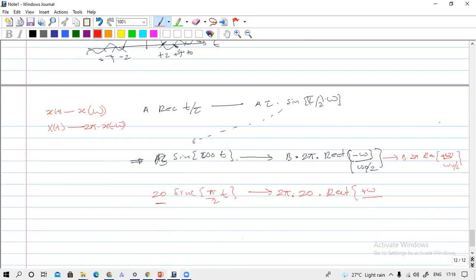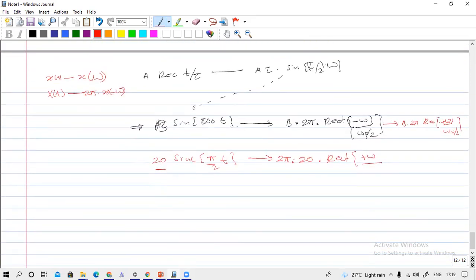Yeah, omega naught. So rect should be omega naught by 2, so this is divided by 2. So you have 5 by 2 here, so you have to put here 5 by 4. Okay, correct. So here you have 5 by 2, and you have to put 5 by 4 here. So this is the answer, no?